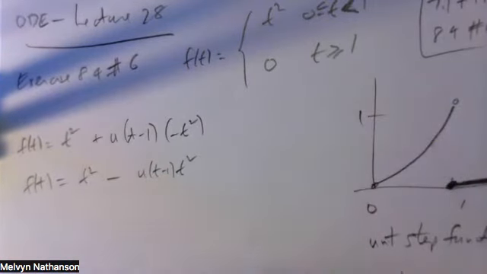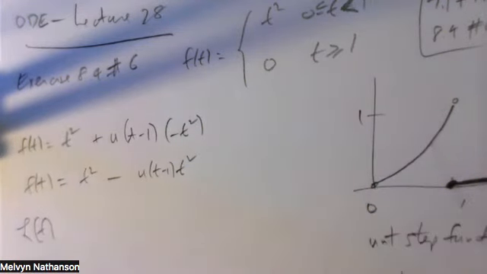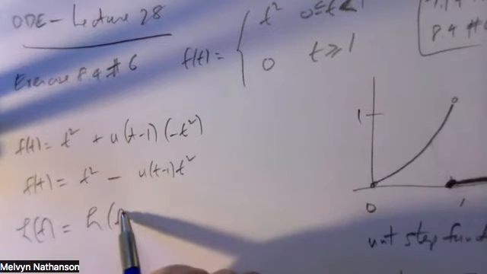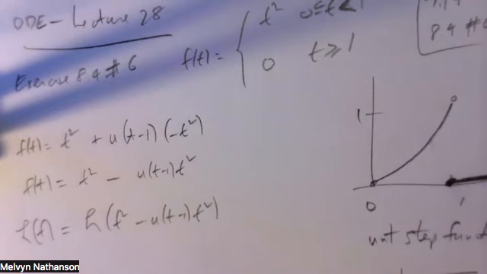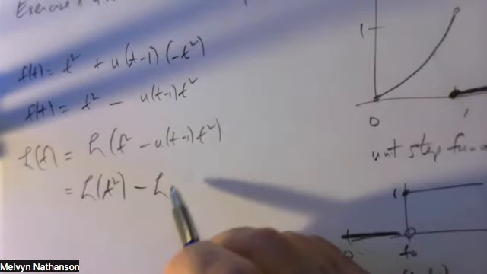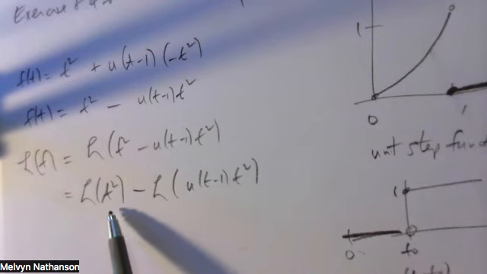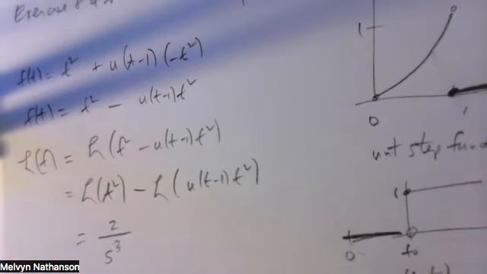And the problem is to find the Laplace transform of f. So the Laplace transform of f, that's the Laplace transform of t squared minus u of t minus 1 t squared. By the linearity of the Laplace transform, that's the Laplace transform of t squared minus the Laplace transform of u of t minus 1 t squared. Now, the Laplace transform of t squared, we can recognize from the table, or you might just remember it. In general, the Laplace transform of t to the n is n factorial over s to the n plus 1. So this is equal to 2 factorial, which is 2 over s cubed.